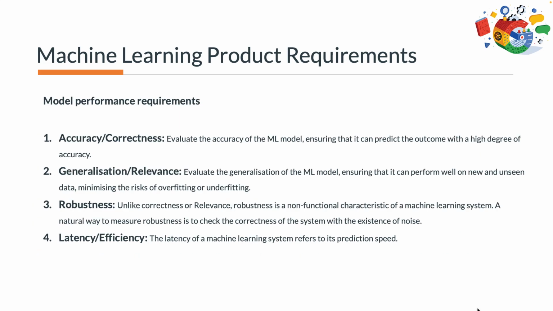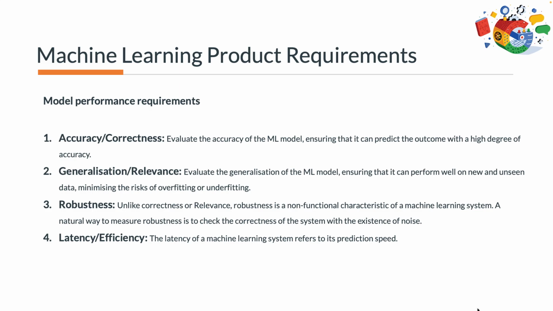And the next one is model performance requirements. We spoke about model evaluation and model accuracy as well as model precision before. So the first one is accuracy and correctness of the model. Evaluate the accuracy of the ML model, ensuring that it can predict the outcome with a high degree of accuracy. The second requirement is generalization or relevance. Evaluate the generalization of the machine learning model, ensuring that it can perform well on new and unseen data, minimizing the risk of overfitting or underfitting. As you remember, overfitting was variance and underfitting was bias.